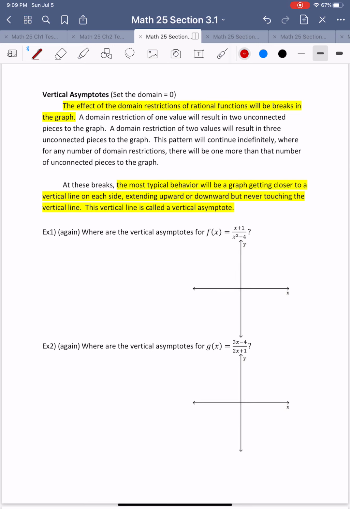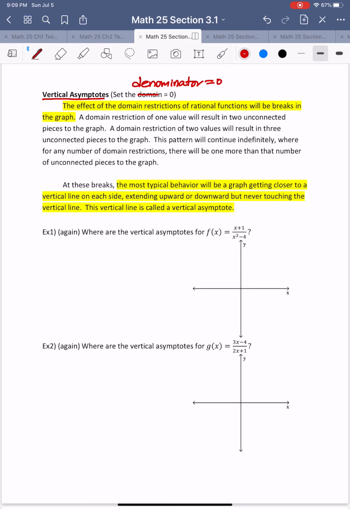Now, the vertical asymptotes. To find the vertical asymptote, now we're going to say, not the domain, sorry, the denominator. We need to say denominator equal to 0. For the domain, the denominator is not equal to 0, then we find the domain. And for the vertical asymptote, we just need to set the denominator equal to 0.